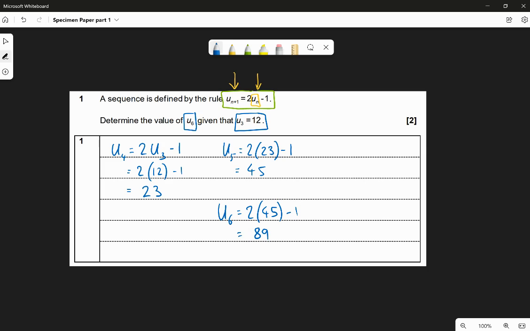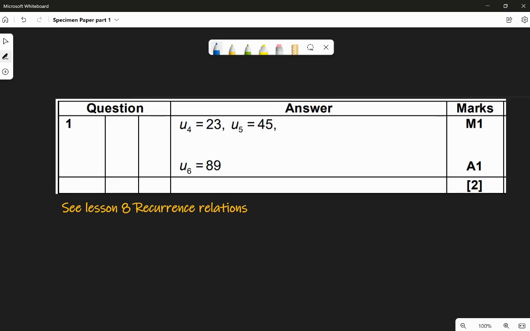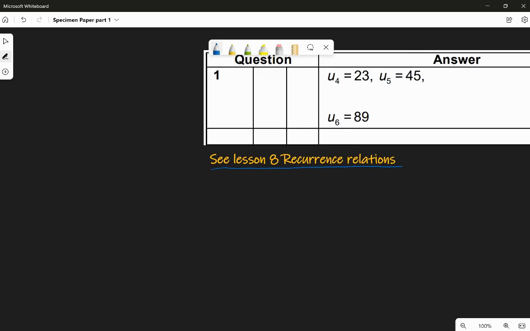And there's your answer. In the mark scheme, you get a method mark for trying to find the 4th and 5th terms, and then an accuracy mark for the 89 for the 6th term. If you want to do more practice on recurrence relations, my video, lesson 8, is on that. Okay, let's have a look at question 2.